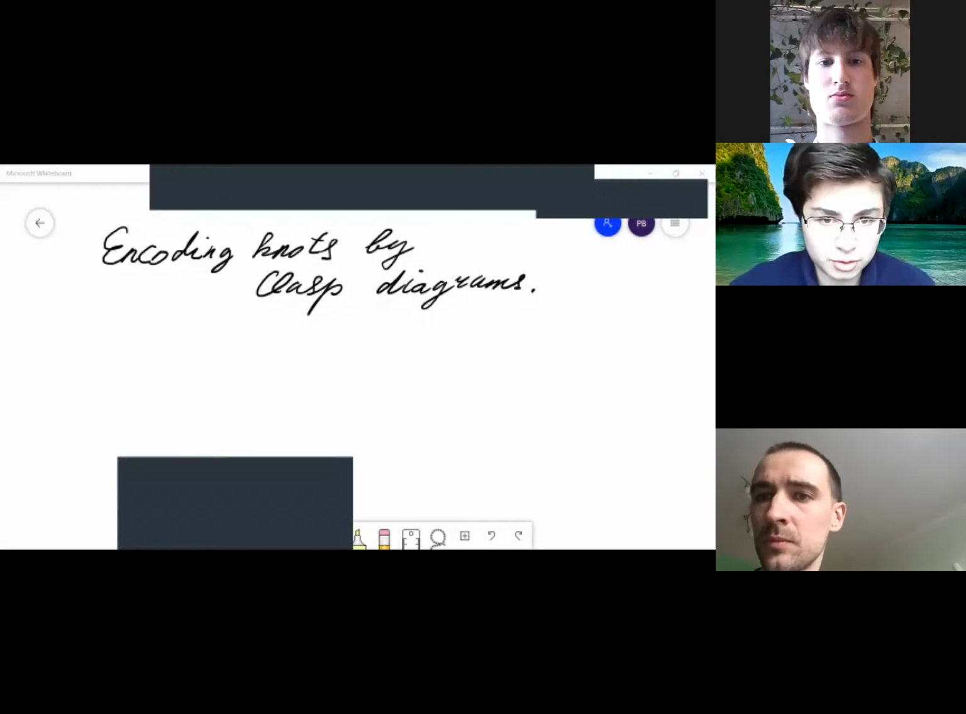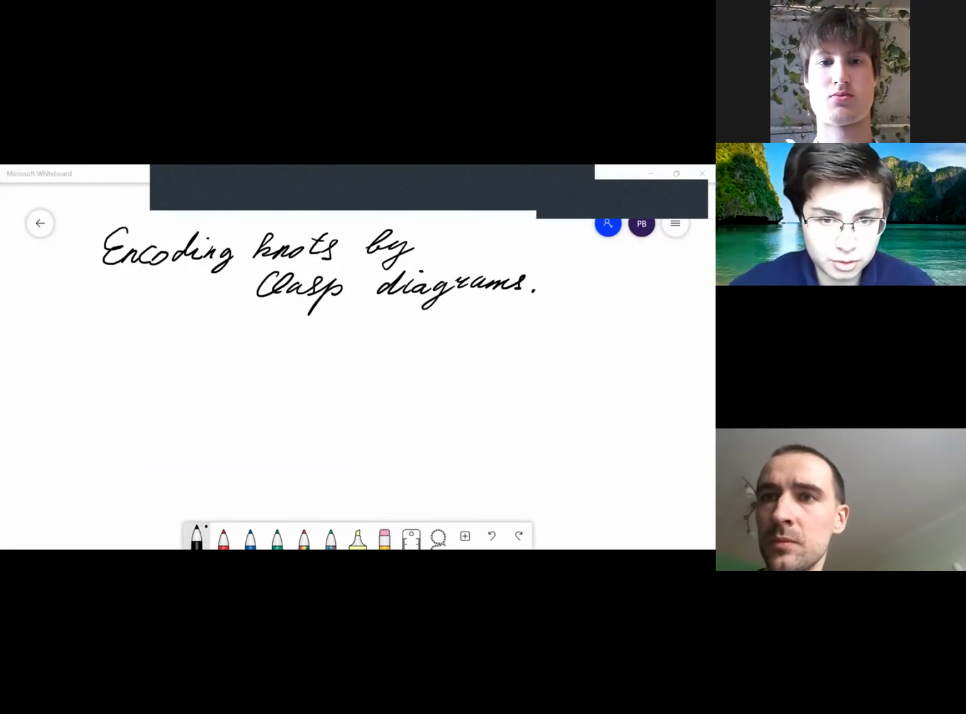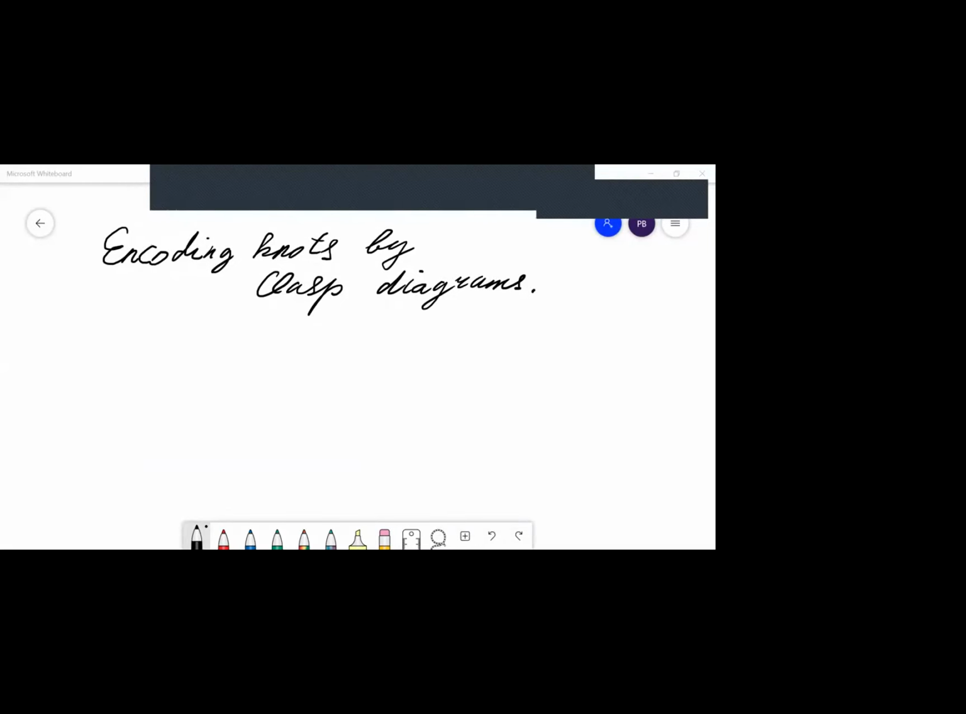So today we're going to discuss nodes and their encodings by Clasp diagrams. I will use mostly the blackboard, but I will sometimes show you some pictures, because the topic sort of assumes that we have a lot of pictures. Let me first spend 5 minutes discussing what we're going to do today, and then we'll actually do what we are supposed to do today.